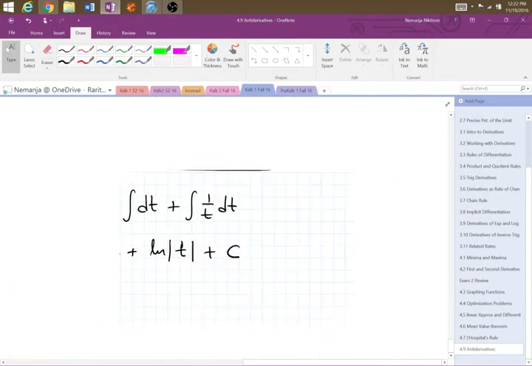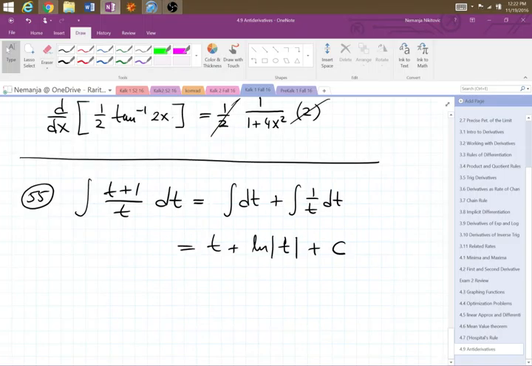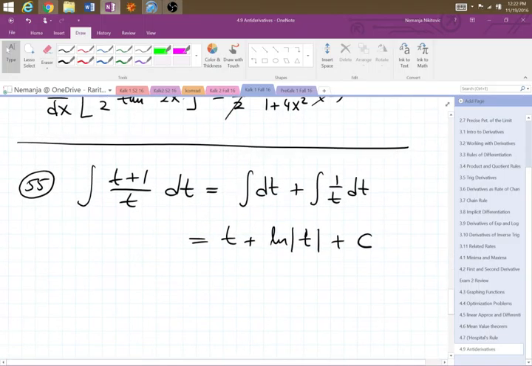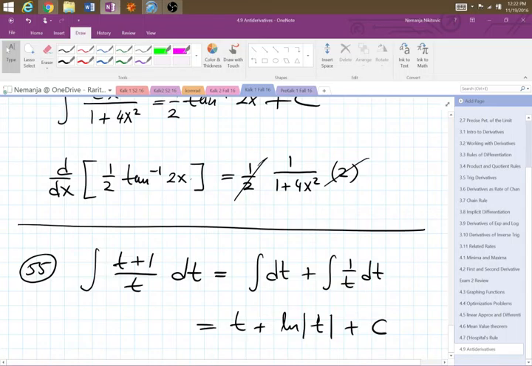Can we just do t raised to minus 1? No, because you will get divided by 0. Minus 1 plus 1 would be 0.